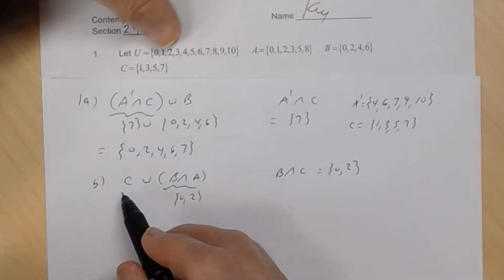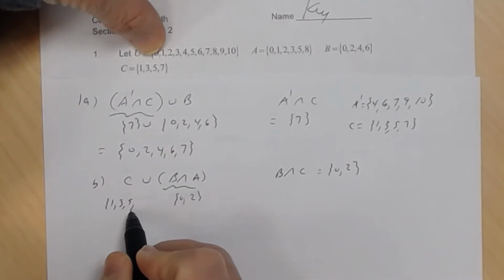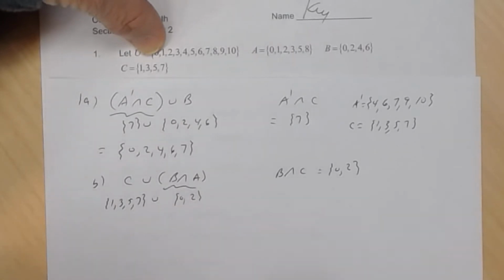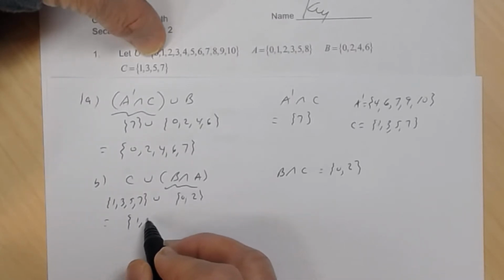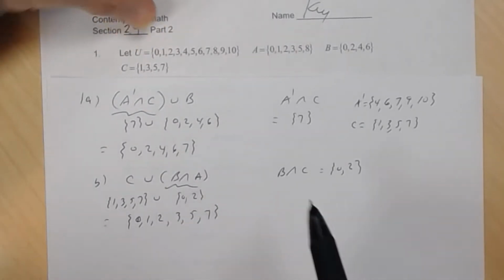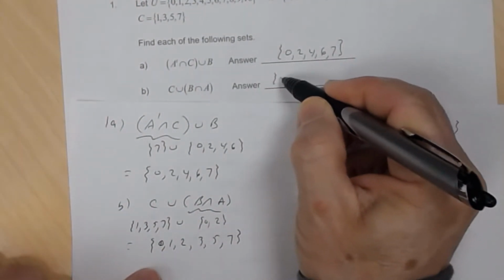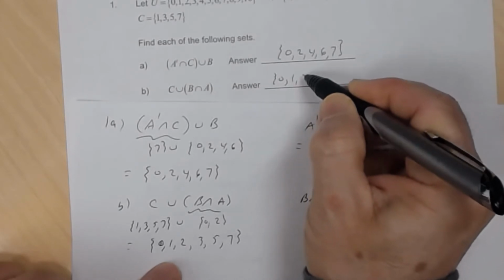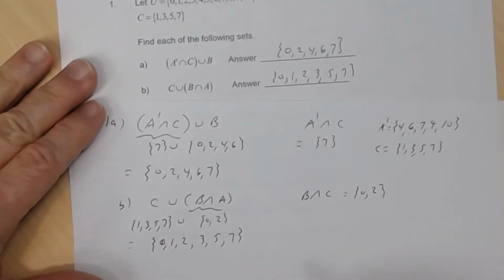And C is this set. So C is 1, 3, 5, and 7. And I want to union that with this set. And so remember, union, everything you see is in the union. So 0, 1, 2, 3, 5, and 7. Okay? All right, so that's going to be letter B. So 0, 1, 2, 3, 5, and 7. Okay, let's look at C.